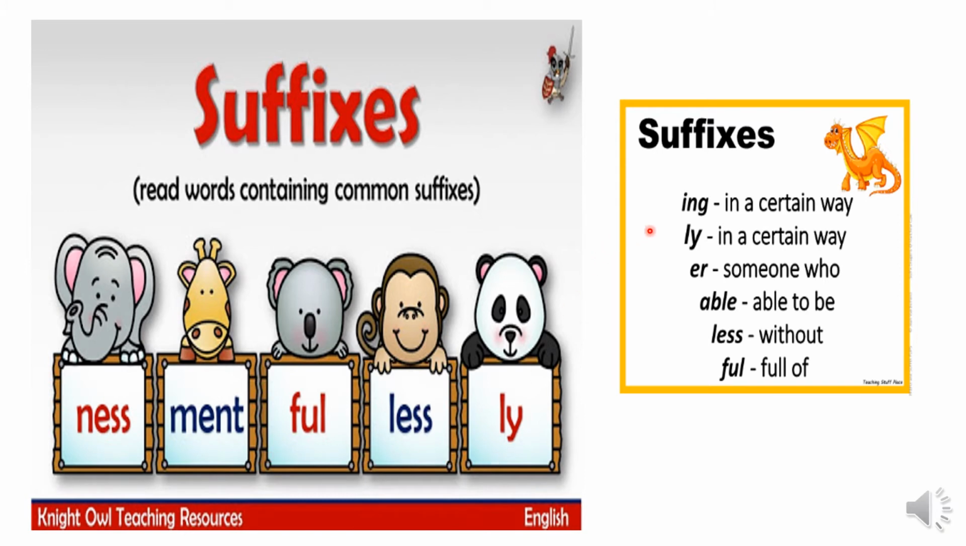We also have ing, which means in a certain way. Also ly means in a certain way or condition or state. Er means someone who, like doer. Able means able to be or able to do something. Less, without, and ful, full of.